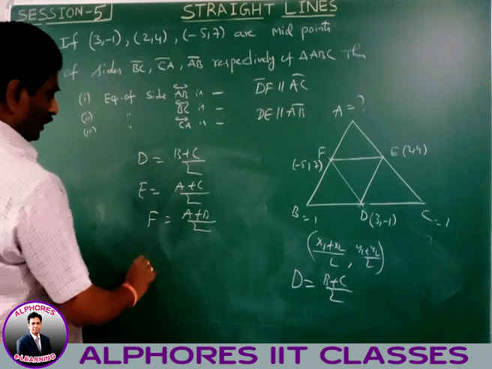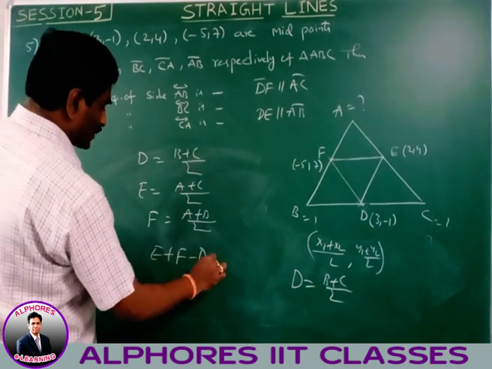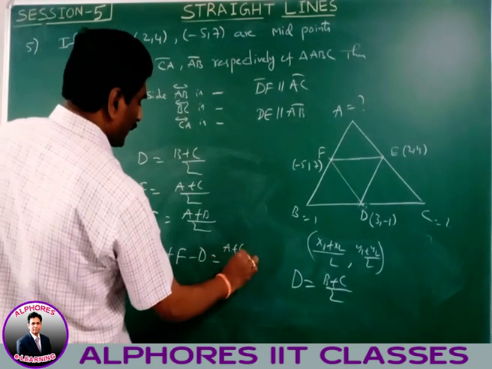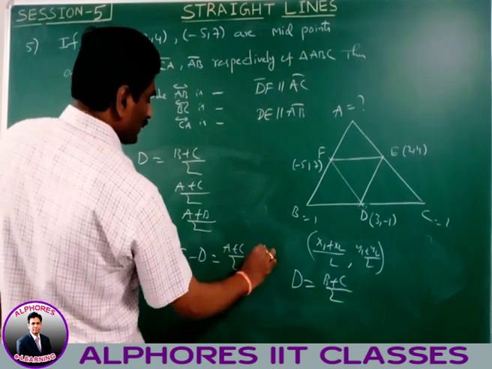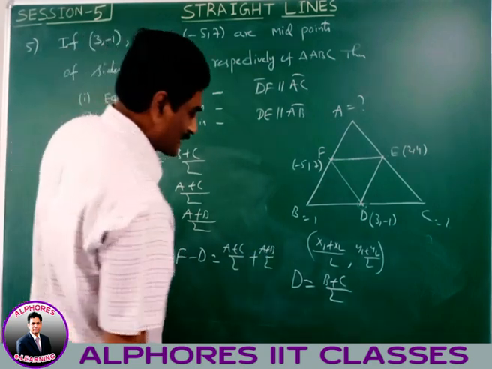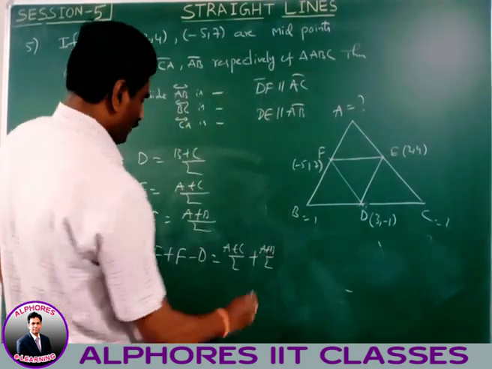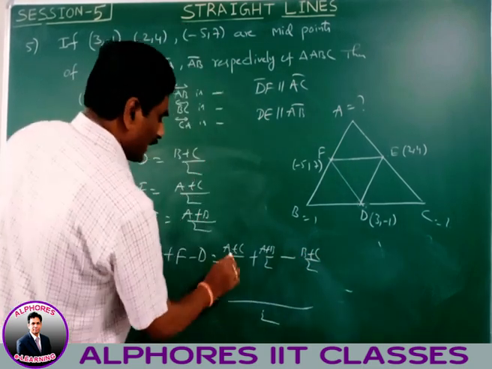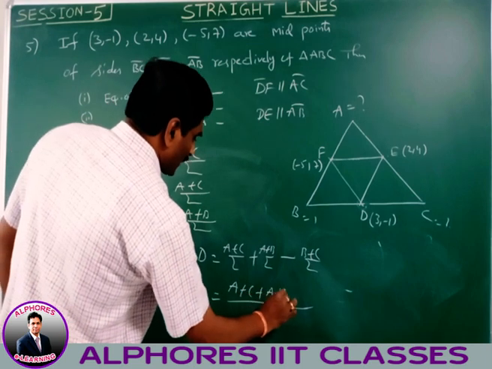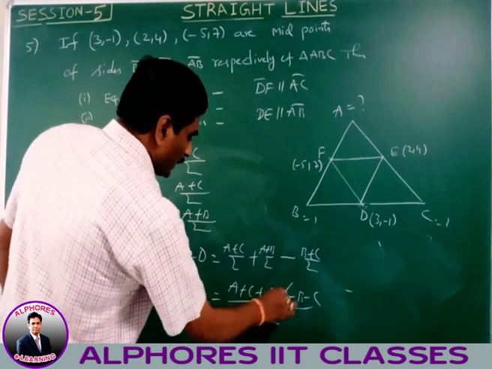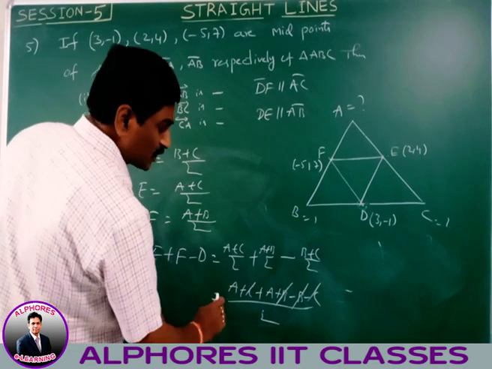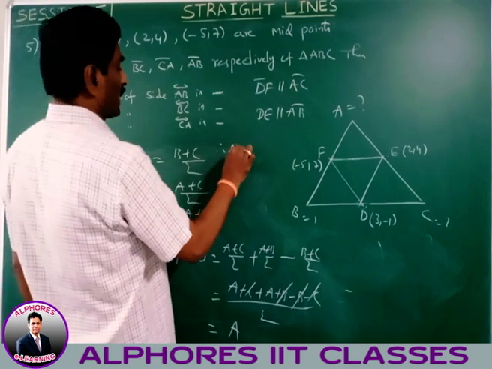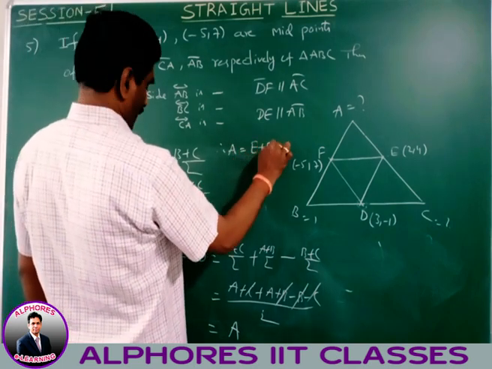Okay. Now, E plus F minus D. What is this value? E means (A plus C) by 2, plus F means (A plus B) by 2, minus D means (B plus C) by 2. What is the LCM? 2 is the LCM. A plus C plus A plus B minus B minus C. B cancels, C cancels. A plus A means 2A by 2, that is equal to A. So, therefore, A is equal to E plus F minus D.